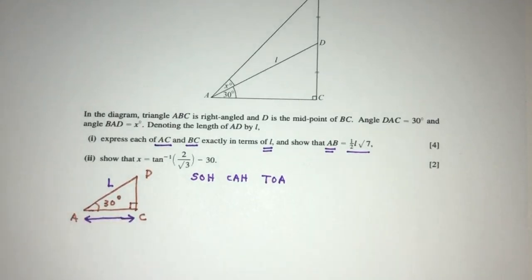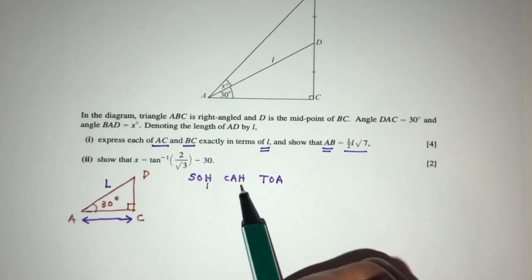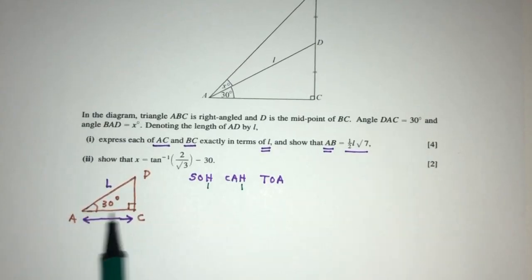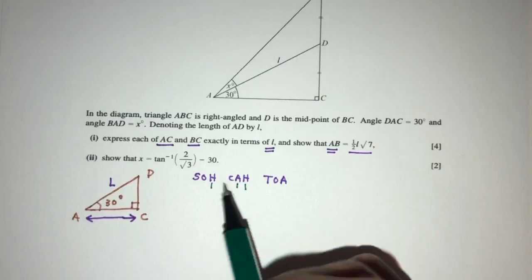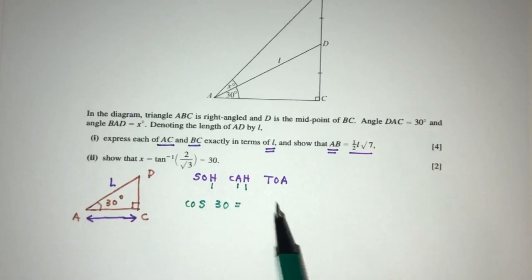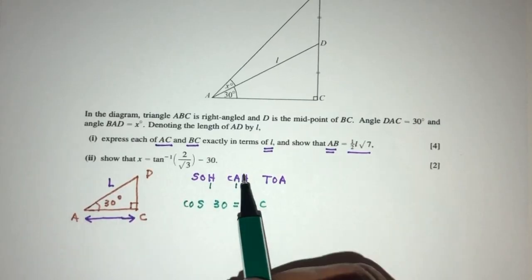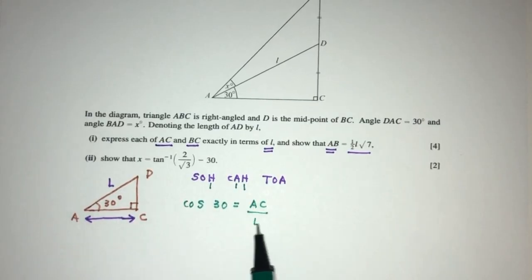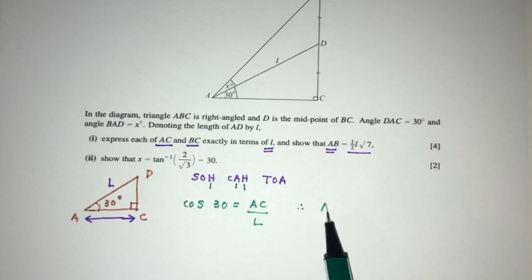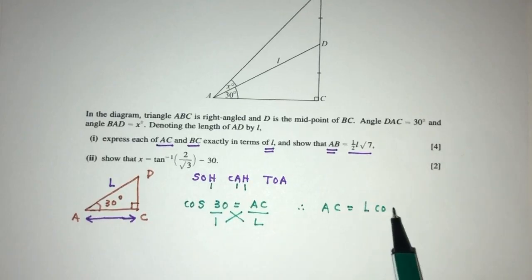So we have this side, this is the hypotenuse, which is H, and we're trying to find the adjacent side, this will be A. So here we have to use cos. So cos of 30 is equal to A, which is this side AC, over the value of H, which is L. So conclusion will be AC by cross multiplying will be L cos of 30.